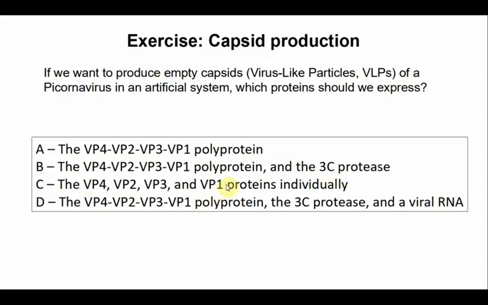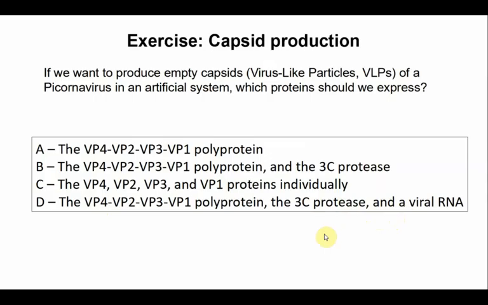Get all the proteins individually. Will that work? Nah. Okay, they won't really find each other. You won't even be able to get the first step going, or it won't be very efficient. And then you put polyprotein, 3C protease, and viral RNA. Who says that? Nobody. Okay, so we only had one person expressing an opinion.